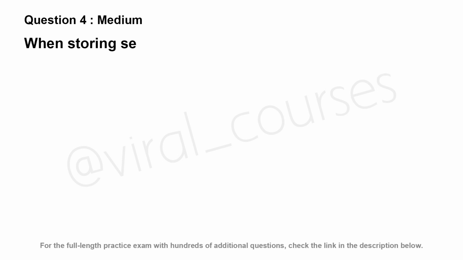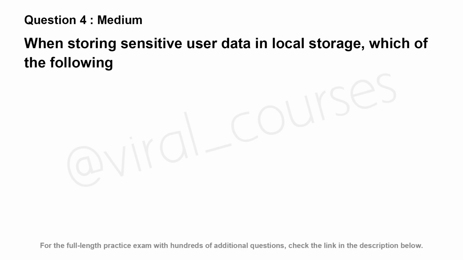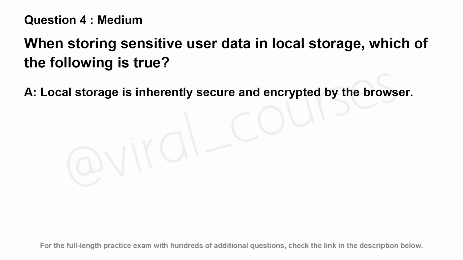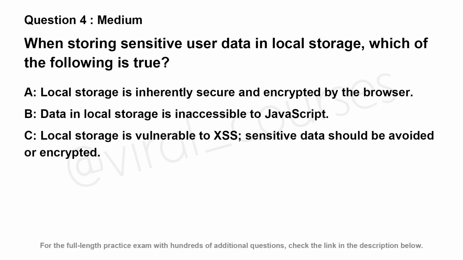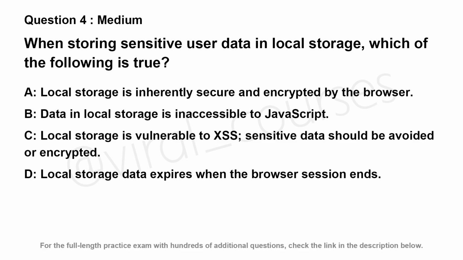When storing sensitive user data in local storage, which of the following is true? Option A. Local storage is inherently secure and encrypted by the browser. Option B. Data in local storage is inaccessible to JavaScript. Option C. Local storage is vulnerable to XSS. Sensitive data should be avoided or encrypted. Option D. Local storage data expires when the browser session ends.